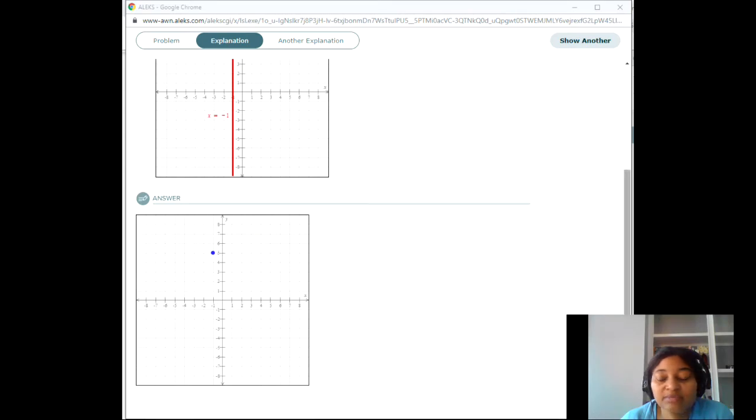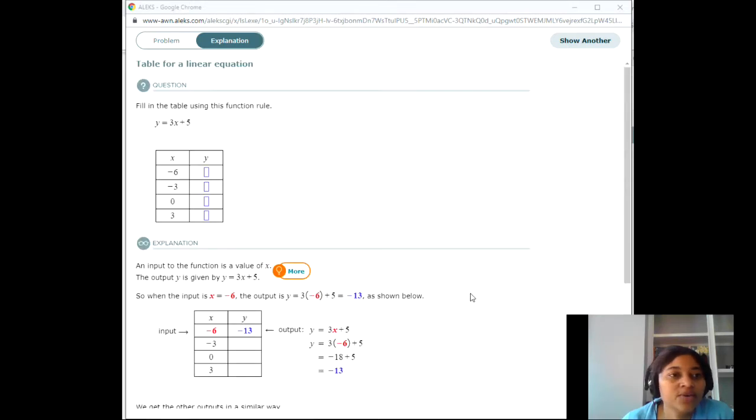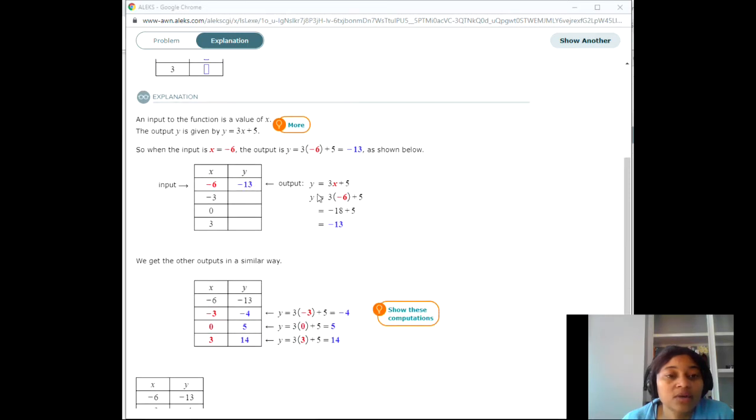Here we're going to use the function rule. This type of problem is a table for the linear equation. We have X, and they've given us all the numbers for X, and we have to find what Y is. Every time you see an X, we're going to replace it with one of these numbers. Here we have Y equals 3X plus 5.